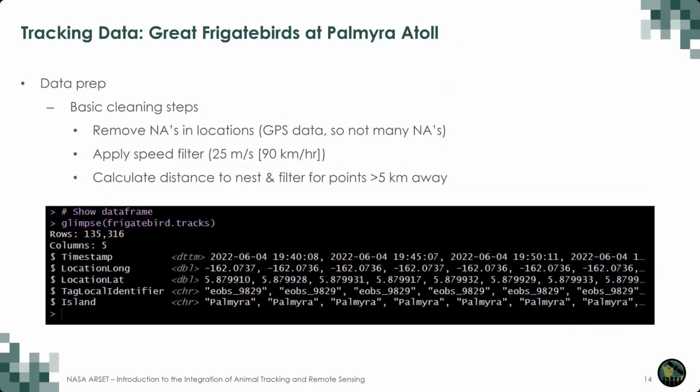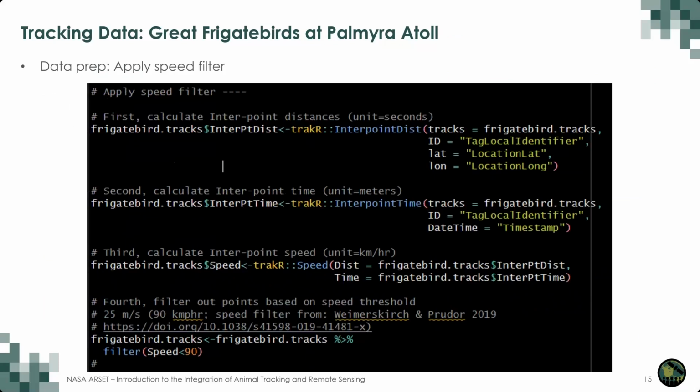And so if you were to go to that website and download the frigate bird data, it will look something very similar to this, where we just have a data frame. You've got a timestamp, you've got longitude, latitude, the tag ID, which is called tag local identifier, and the data set that you would download. And then the island is Palmyra. And so I did some basic cleaning on this. I'm just going to show you these screenshots really quickly.